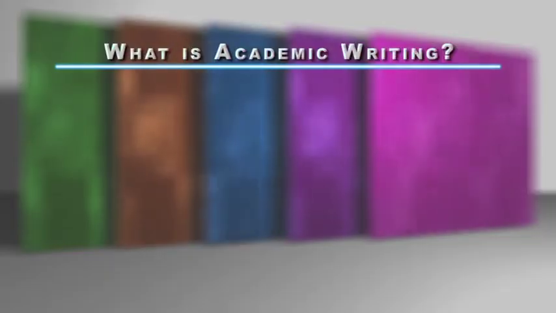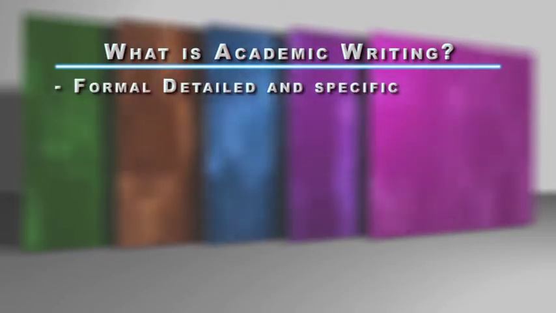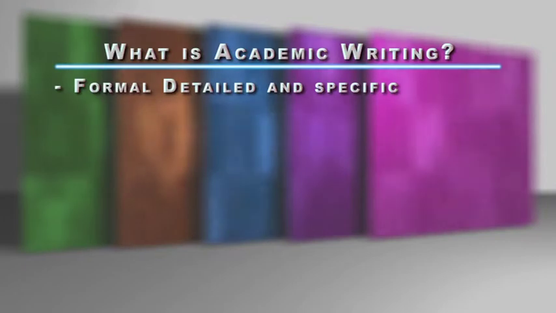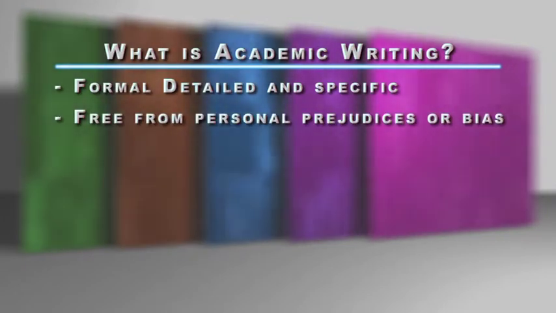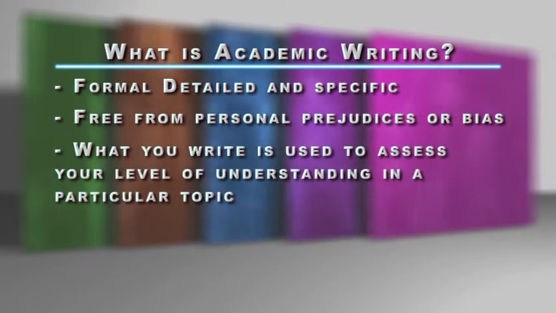So what is academic writing? Academic writing is formal, detailed and specific. You are expected to hand in a serious piece of work, which is free from personal prejudices or bias. What you write about is used to assess your level of understanding of a particular topic.